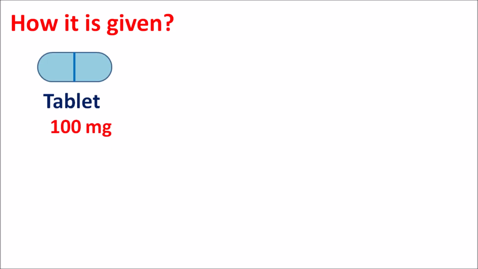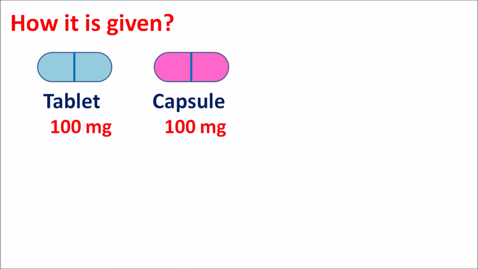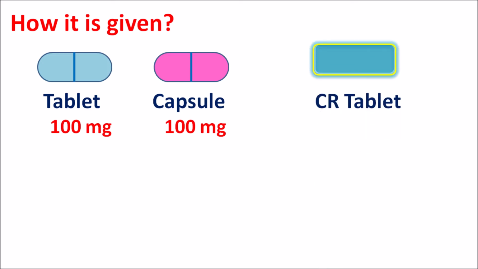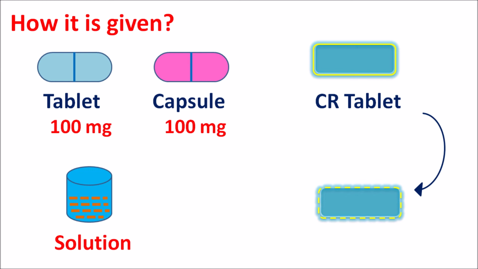How is it given? This drug is available in different dosage forms. It is available as normal tablets, at a strength of 100 mg, or as normal capsules, again at a strength of 100 mg. And this drug is also available as extended release tablets or controlled release tablets, where it has a coat on the tablet. This coat is slowly dissolved so that it produces slow release of the drug in an extended as well as controlled way. Finally, this drug is also available as solution. So it is available in different dosage forms.